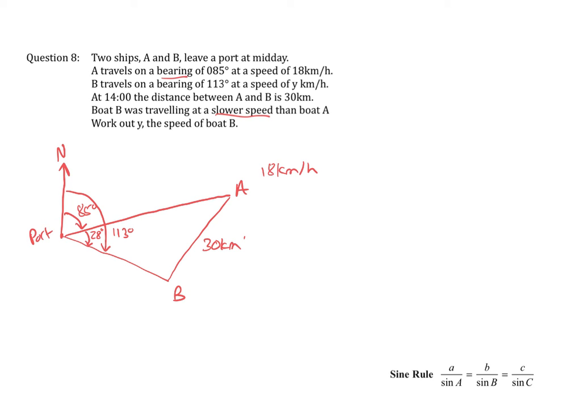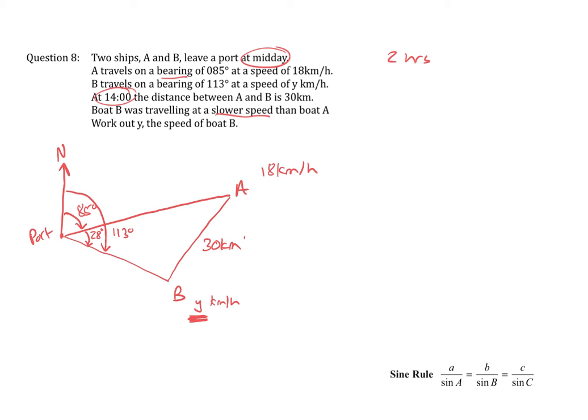And this is at 2 o'clock, which is 2 hours after starting. So time is 2 o'clock. The journey started at midday, so they've been traveling for 2 hours. We don't know the speed of B, and we don't know the distance it's traveled. So we just put the speed of B as y kilometers per hour, and that's what we're trying to find out.